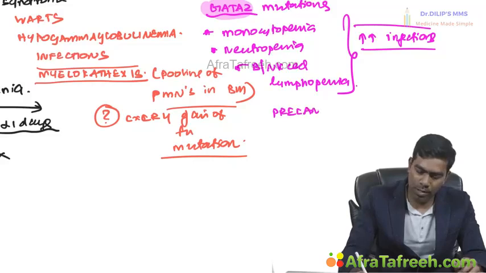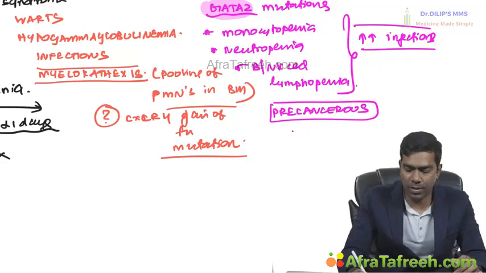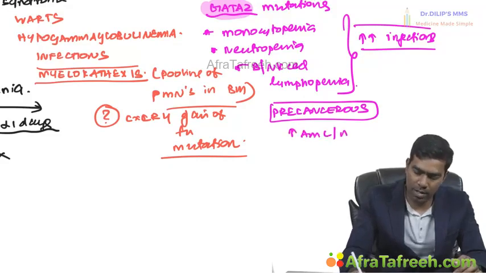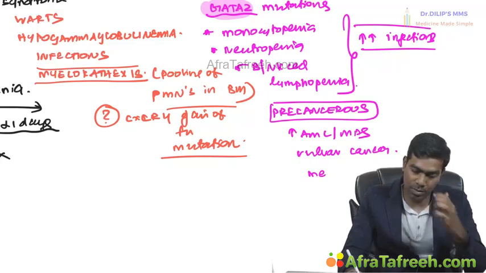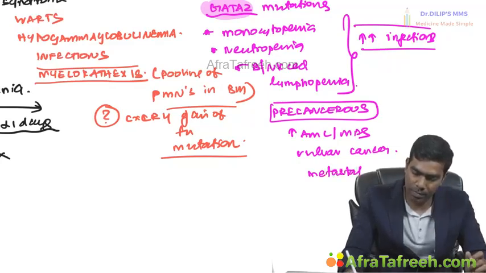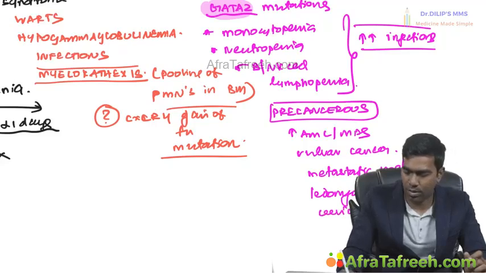But what is very, very important is that this Monomac syndrome is a very highly precancerous disease, which means they are at very high risk of AML and MDS. At the same time, they are at very high risk of vulvar cancer, metastatic melanoma, and leiomyosarcoma. They are also at very high risk of cervical cancer. So it is a highly precancerous lesion.